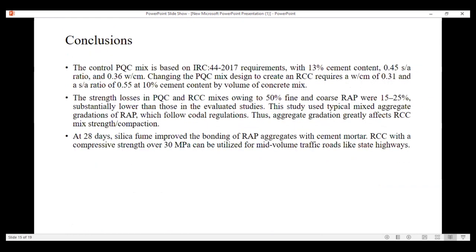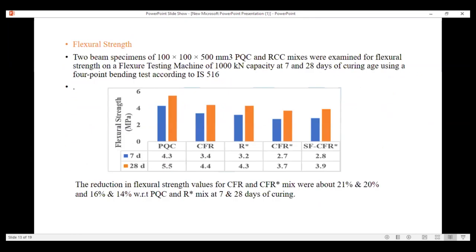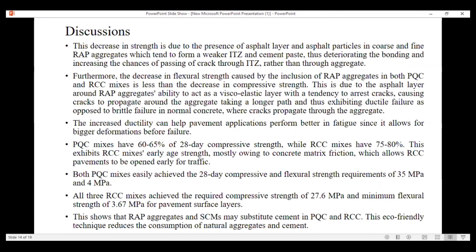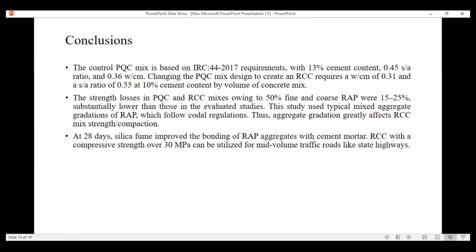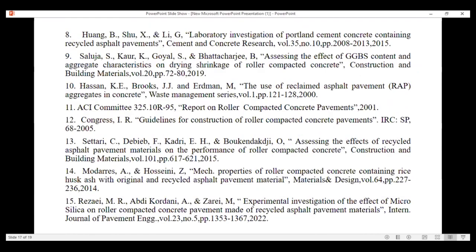Based on this discussion, my conclusion is that it is suitable for low traffic pavements. IRC 44 suggests that low traffic pavements need 30 MPa strength, so it satisfies 30 MPa. This material is sufficient for low traffic pavements. These are the references. Thank you.